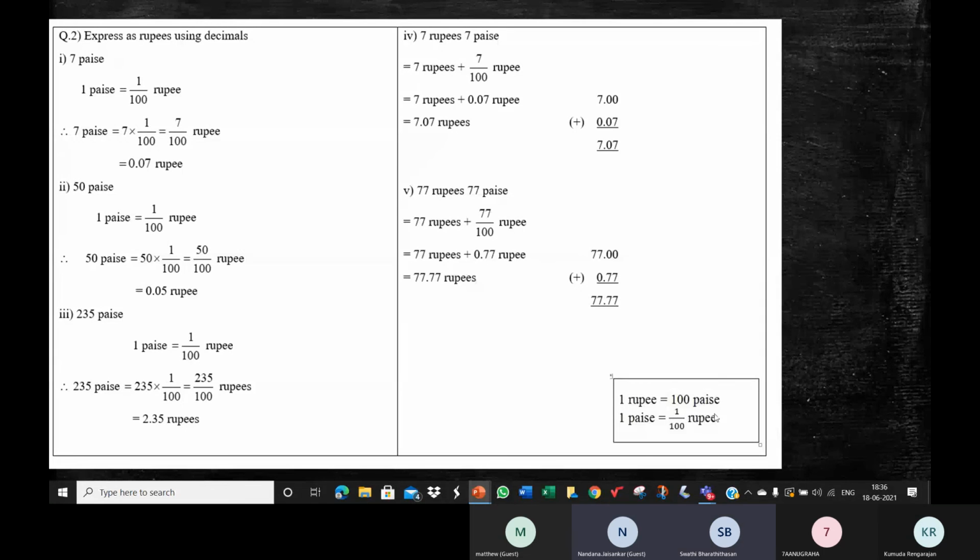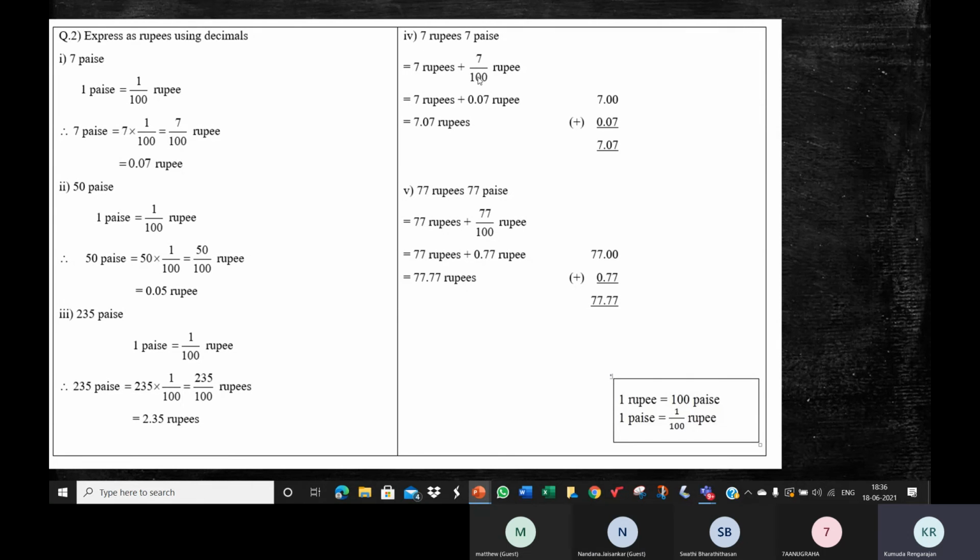Paise into rupees, ma'am. Yes, 1 paise is 1/100th of a rupee. So 2 paise will be 2 by 100, 3 paise 3 by 100. 7 paise will be 7 by 100 of a rupee.